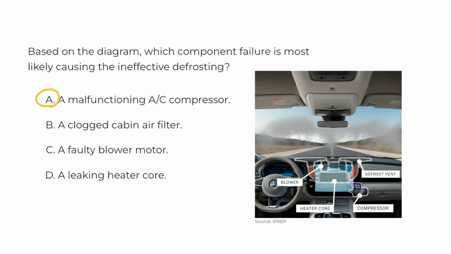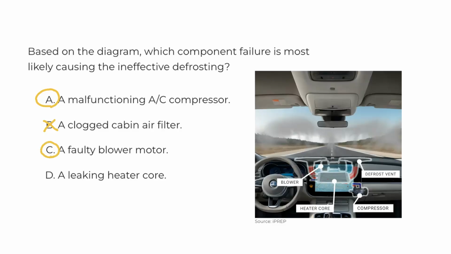But what about these other answer options? First of all, we have B, a clogged cabin air filter. Now, technically, this can slow defrosting, but it's usually a weak airflow symptom, not an issue of persistent humidity. So for that reason, A is a better answer than B, and B is incorrect.